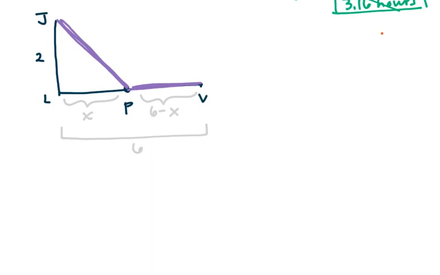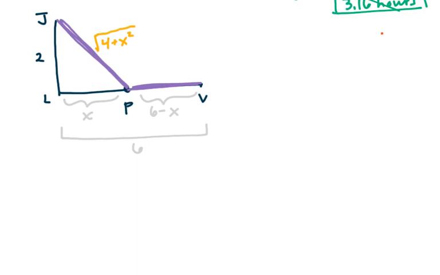So, since I know that from L to P is X and from P to V is 6 minus X, I also need the distance from J to P. And I need that in terms of X. So again, we can use our Pythagorean theorem. And remember, the sum of the squares of the two sides is equal to the square of the hypotenuse. Or we can say 2 squared, which is 4, plus x squared equals the hypotenuse squared. So that's why we put that square root in there.